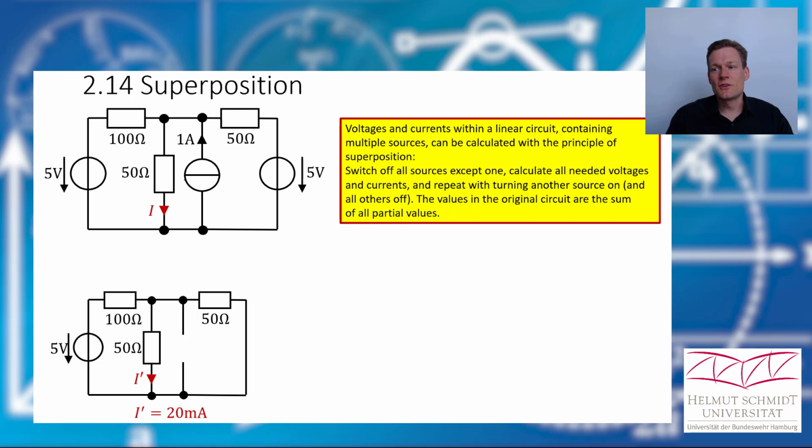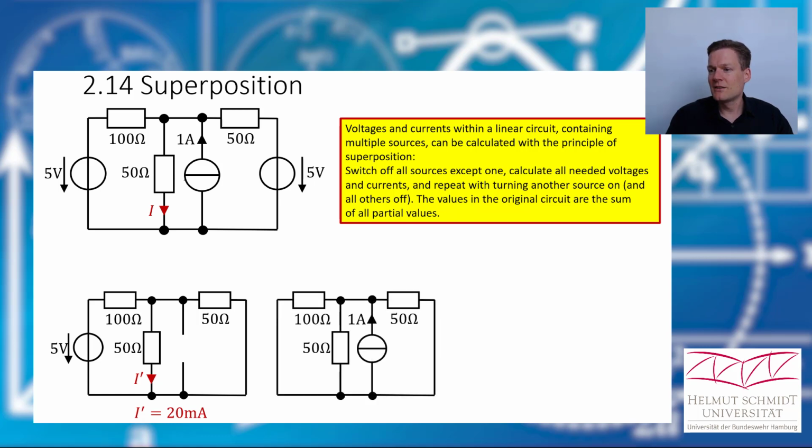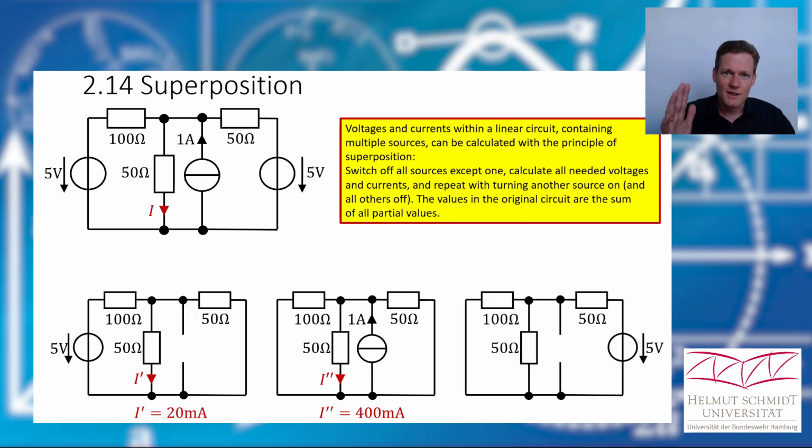But this is not our final solution yet. We have to deactivate all the sources, and now we activate the current source. And we calculate this current again. We can use our current divider rule, for example, and this will lead to a current of 400 milliamperes. And in the end, we deactivate all the sources, and now the third source is switched on. Again, we calculate this current. This time I call it I prime prime prime. It's the same thing as in the first case, but the resistor values differ from the point of view of the source, but it will lead to 40 milliampere.